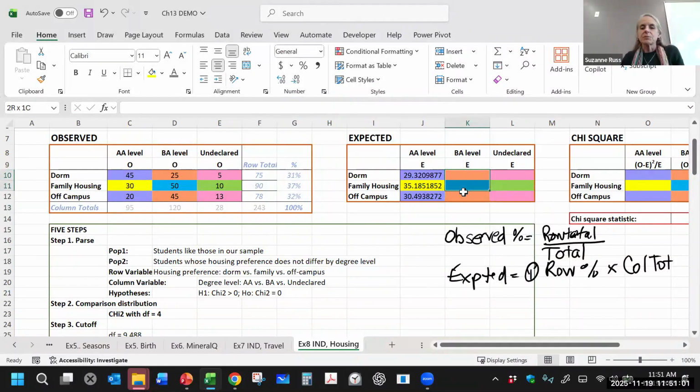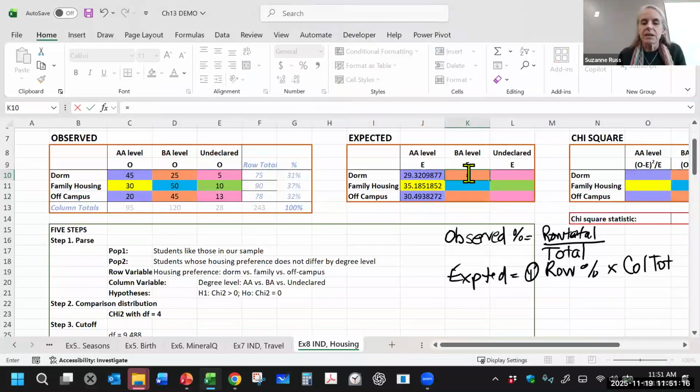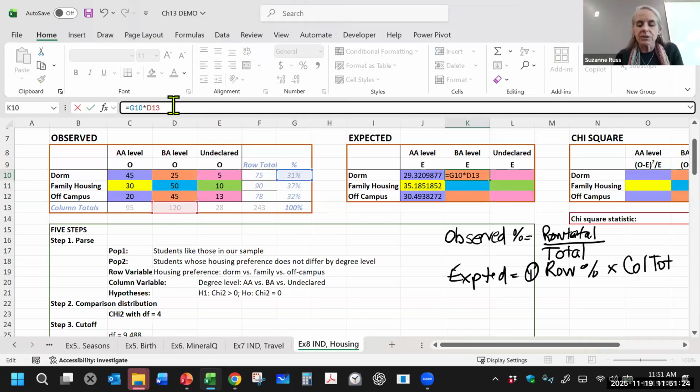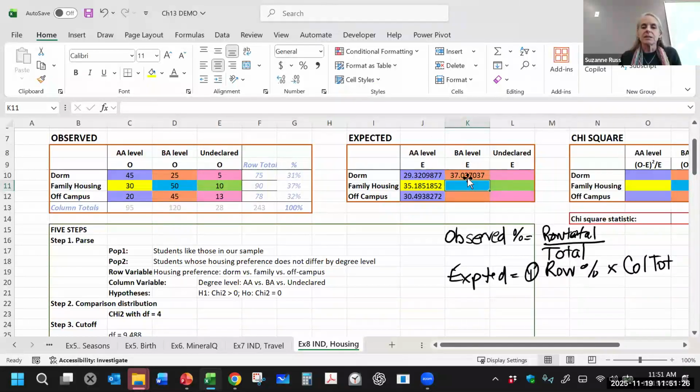So for this, we're always going to be using this denominator of 120. We're looking at the BA level. What number of students would we think would be in each of these cells if these percentages hold true? So let's go ahead and get the 31%, and this time we're doing of the 120, and we can stabilize the 120 with our dollar sign. And now we should be able to copy that formula down.